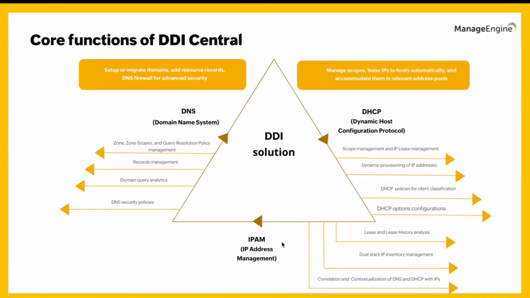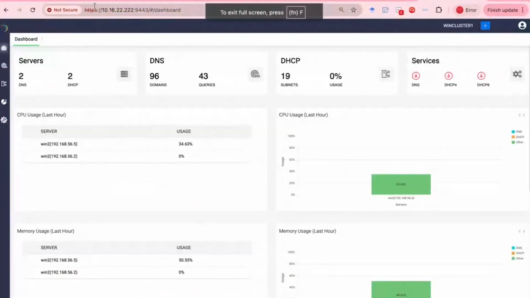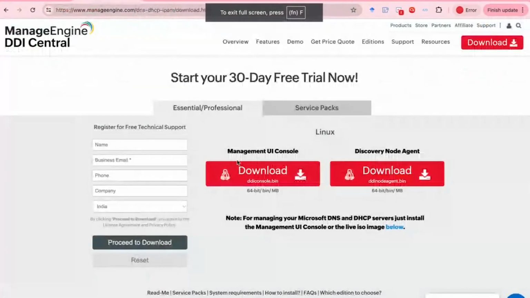To get started with DDI Central, you'll have to download the Management UI Console from our downloads page. You can skip the Discovery Node agent. Since we follow agentless connection and communication, it's sufficient if you just download the Management UI Console alone. This runs only on Linux environments.